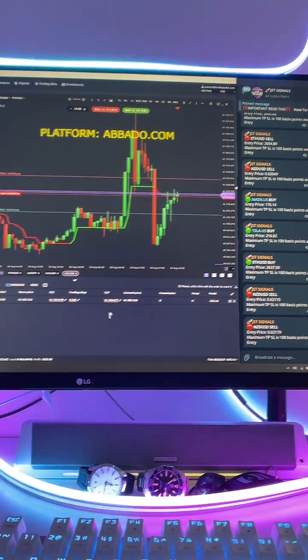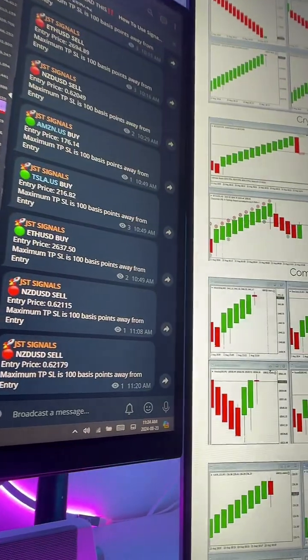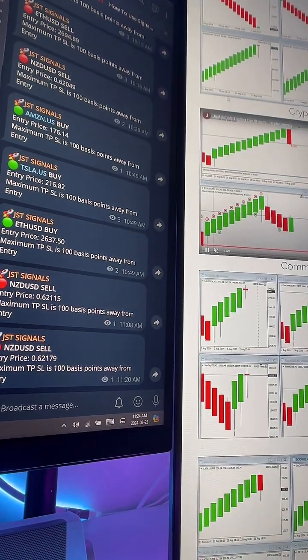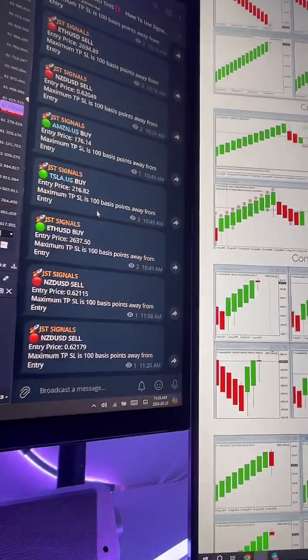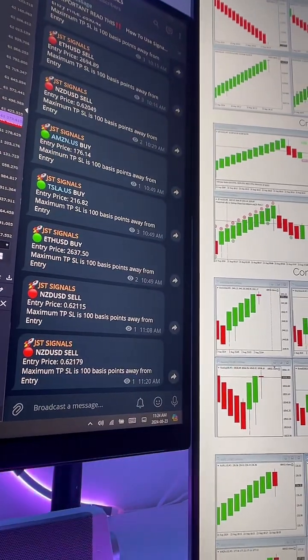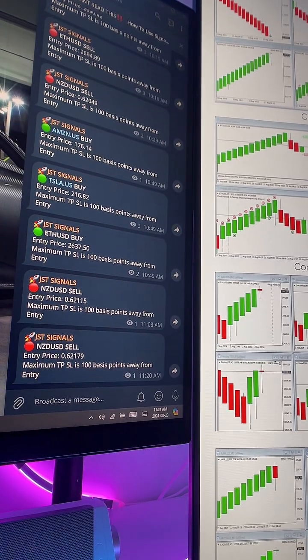I think my internet is acting a little weird. Let me see if I can reset this. But in the meantime, I'll show you guys. These are the range bars, and these are the Telegram signals that are running.